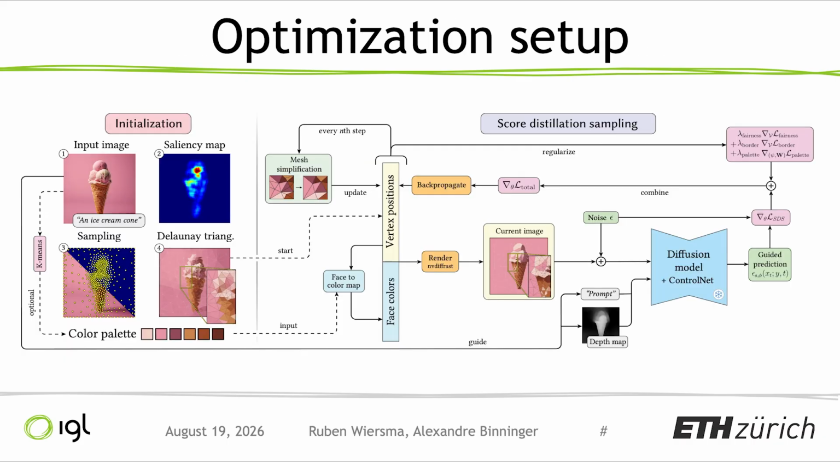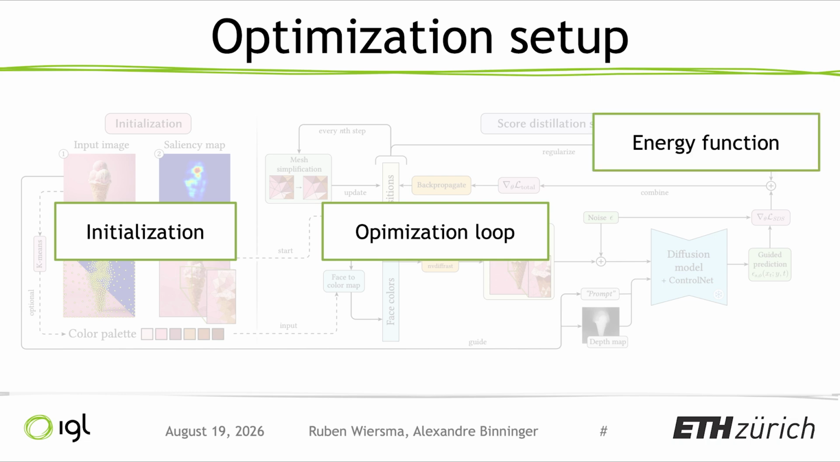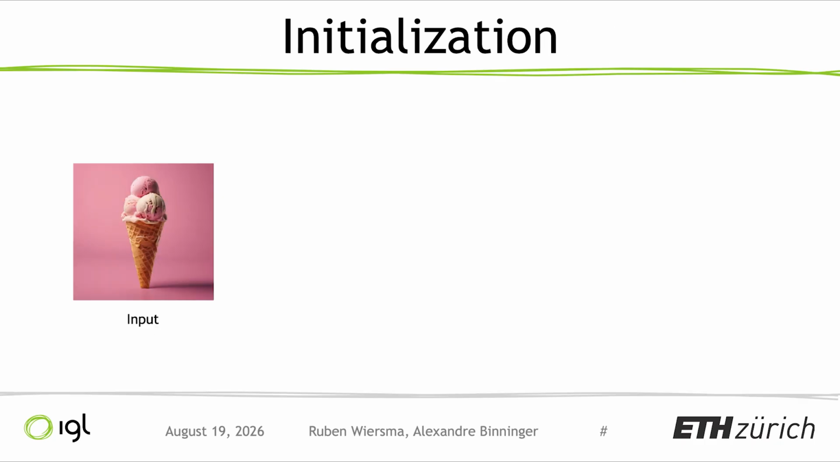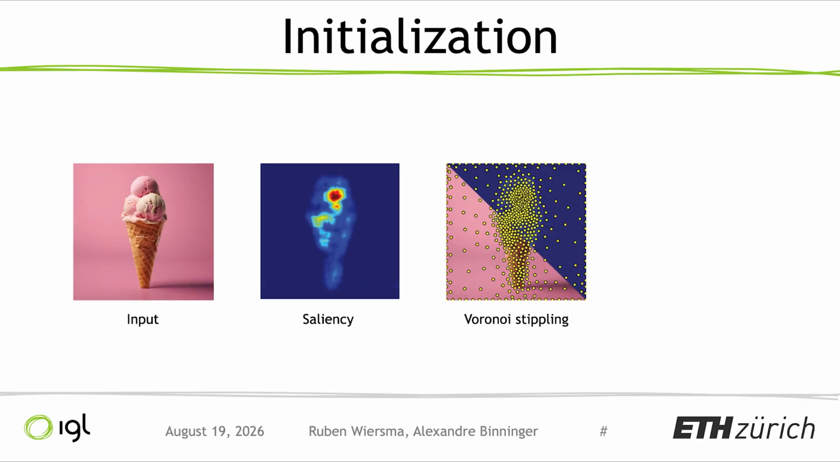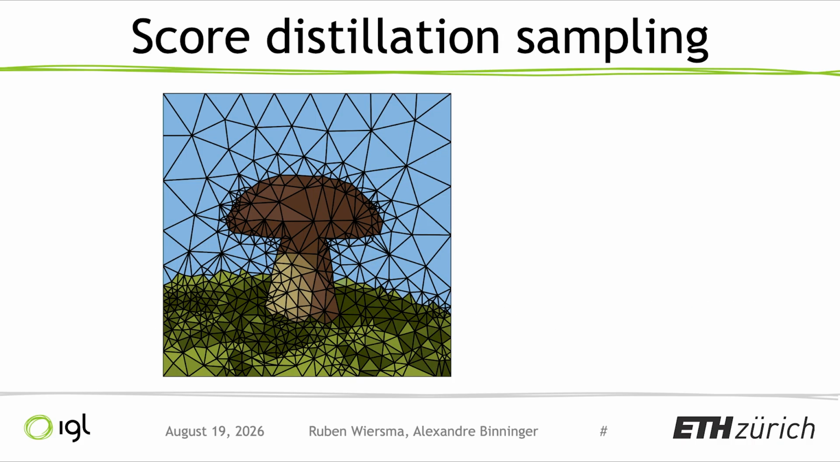For our optimization, we need three components: an initialization, an optimization loop that can also adjust the mesh topology, and an energy function or loss that encodes our desired properties. For our initialization, we sample points according to a saliency map and then compute a Delaunay triangulation, after which we fit the colors to the input image with least squares. We then optimize vertex positions and face colors through score distillation sampling.